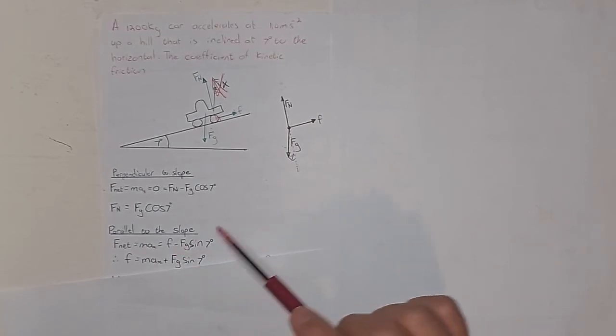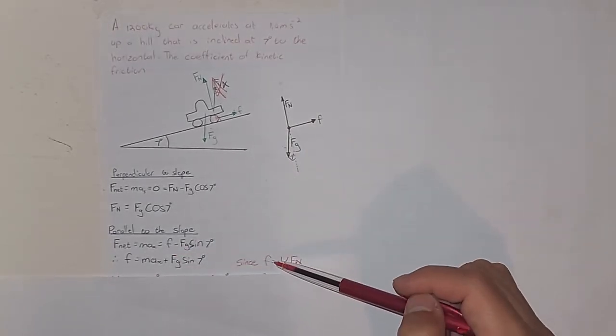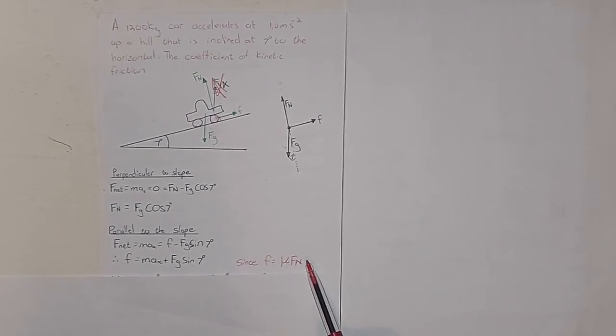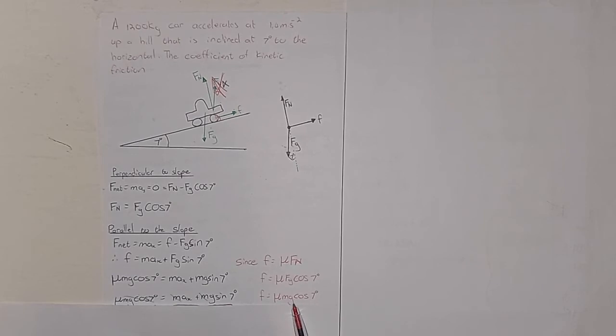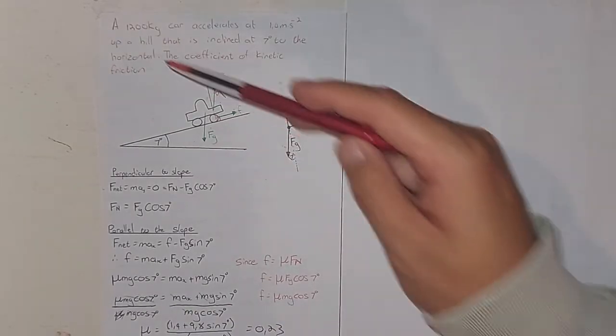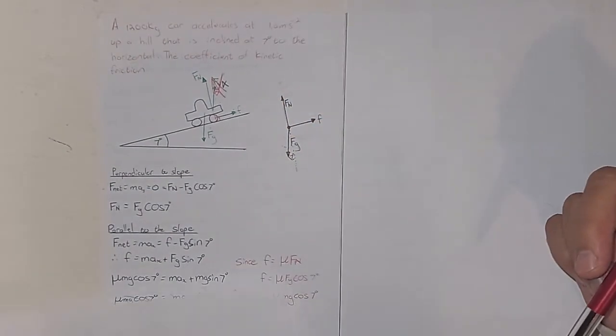Now, what is my value for friction? Friction, you know, is coefficient Fn. But since we have coefficient Fn, we know that friction is equal to coefficient Fg cos 7. Where did that come from? This one over here. I've just substituted my Fn. But I don't have the value for Fg either, so I have to substitute Fg with Mg. So friction is equal to coefficient Mg cos 7. Right? And I do have a value for mass, which is 1,200 kilograms.